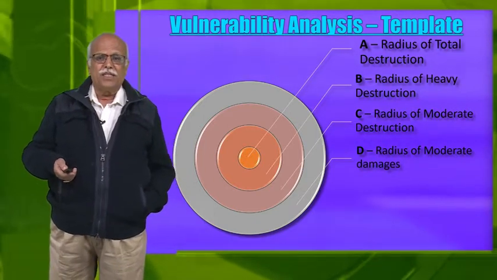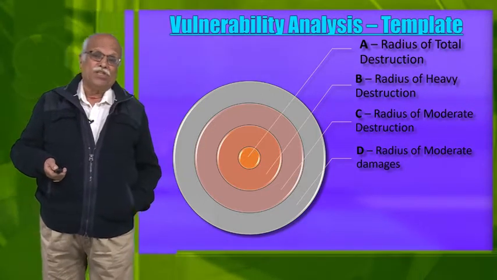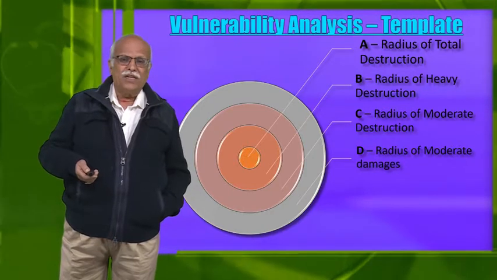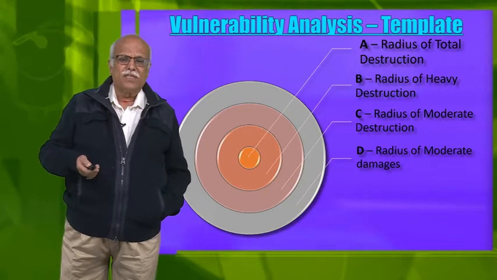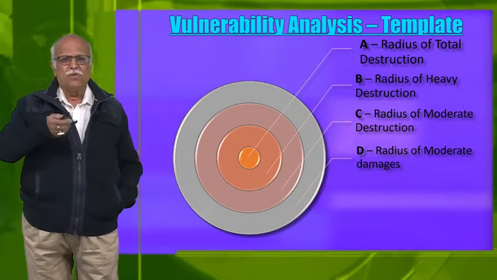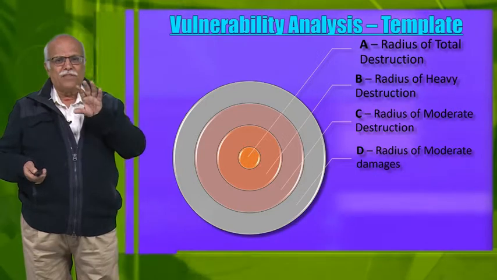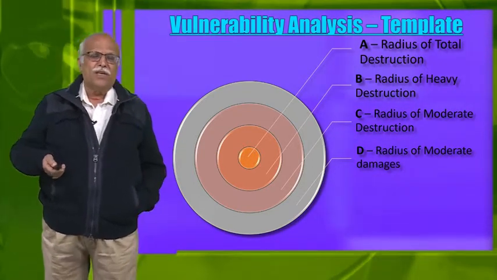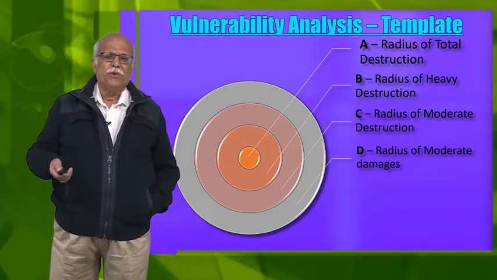Then we come to the area known as D, which says radius of moderate damage. From destruction, I have come to the word damage. In other words, it is not totality, it is not too much, but there is some amount of damage. This is how the template looks. The only thing is, A is the ground zero, and I have to place this template at a given point and then say, okay, this is what is likely to take place in case my area is affected, say by earthquakes or cyclones. Templates can be prepared for all situations.